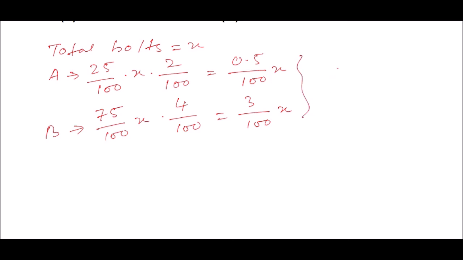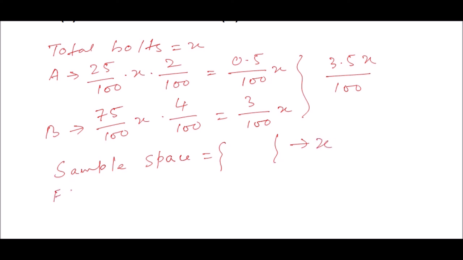Now, together, how many defective bolts are produced? 3.5X divided by 100, together A and B. Therefore, you can see the sample space of this problem is all the bolts produced together by A and B. How many? X. Favorable events. Favorable here is defective. How many are defective? 3.5 divided by 100 into X. This number of elements will be in the favorable outcomes.